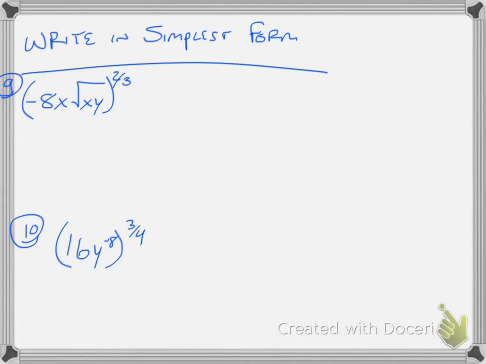Okay, so this is where we left off in the notes in class. When I have all of these things being raised to an exponent, it's really each of those items. I'm going to take this exponent and distribute to each thing inside. So I have negative 8 raised to the 2/3. Don't forget about that coefficient. And that's being multiplied with x, and it's going to be raised to the 2/3. And then the square root of xy raised to the 2/3.